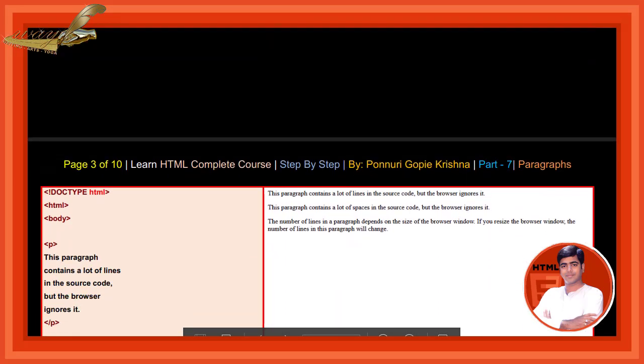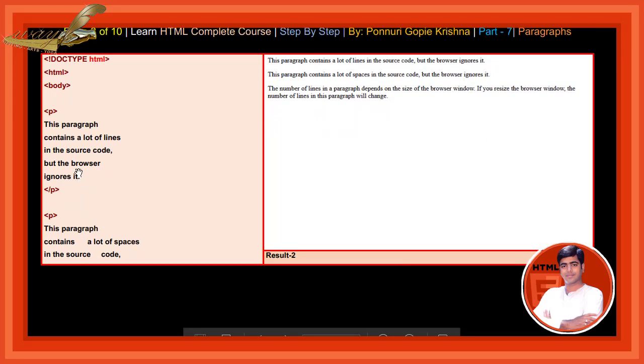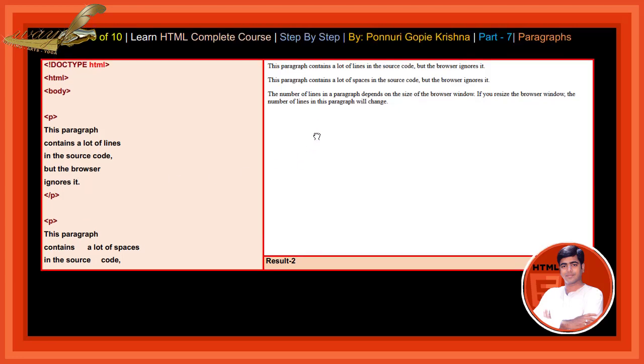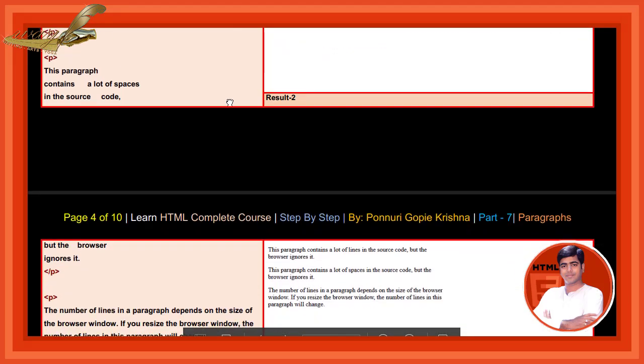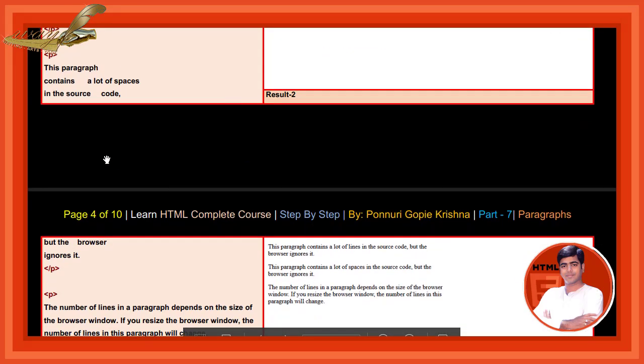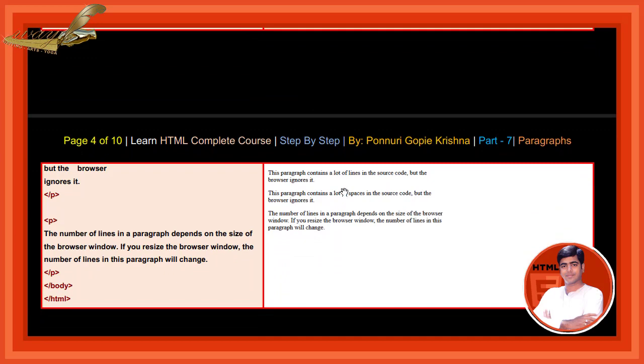See the code here. Doctype HTML. See the first example. This paragraph contains a lot of lines in the source code, but the browser ignores it. See here. And second, this paragraph contains a lot of spaces in the source code, but the browser ignores it. See, we have given so much space here, in the source and in between the code. See here, but the browser ignores it. See here, there is no space between.